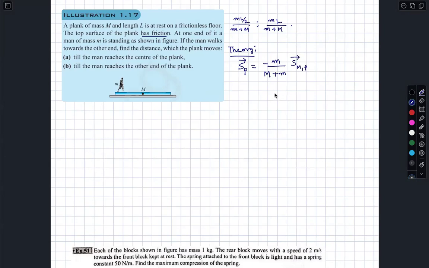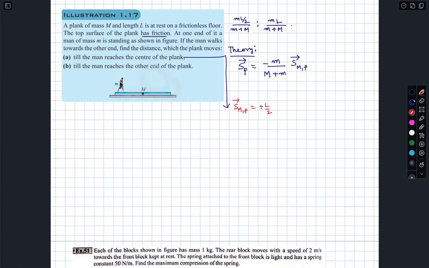Right. Now you tell me what are your observations. Regarding the first part of the question, color change, what we know is displacement of the man with respect to plank is plus L by 2. How do I know? Till the man reaches the center of the plank.